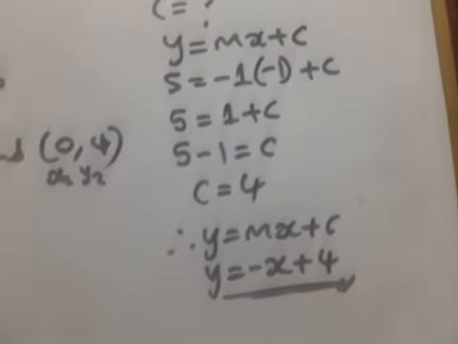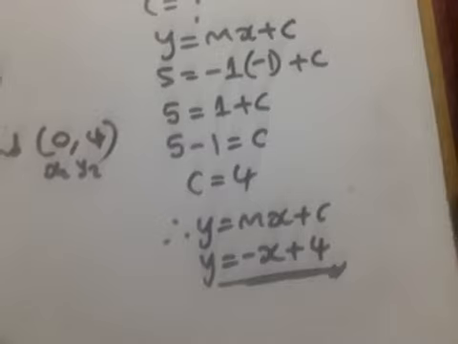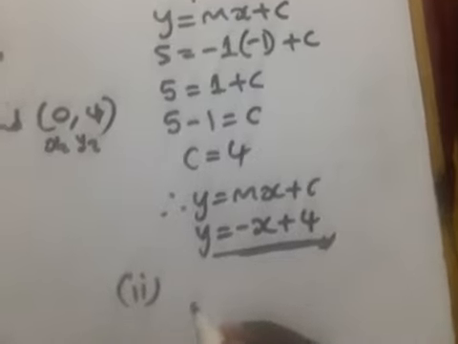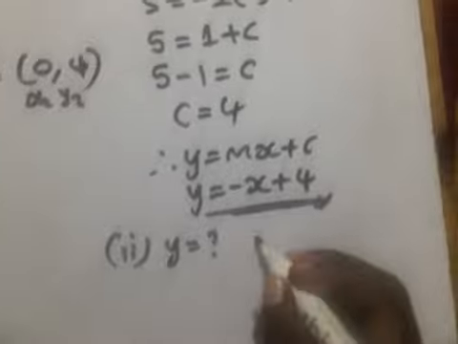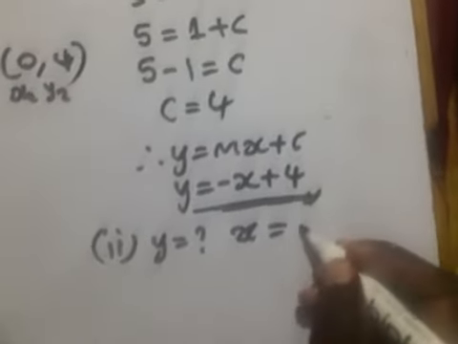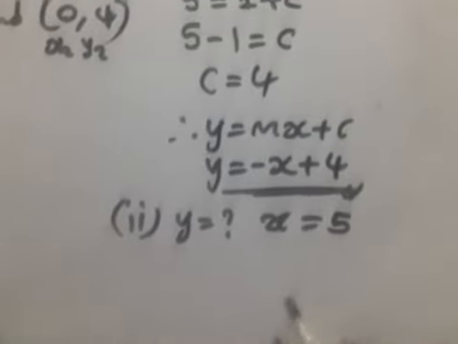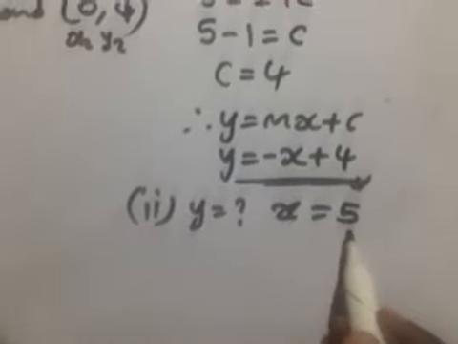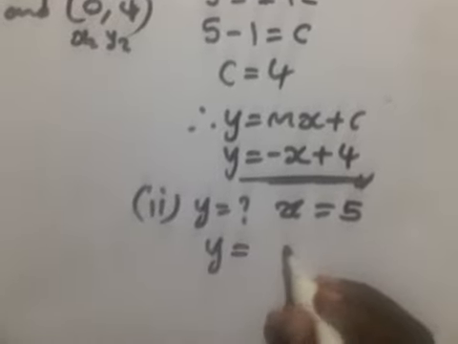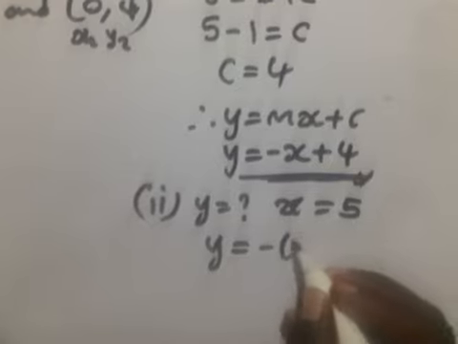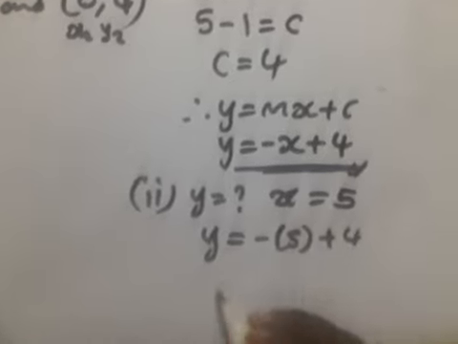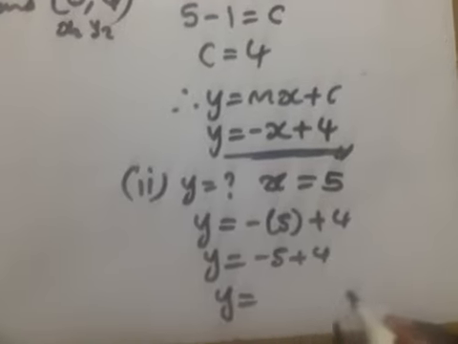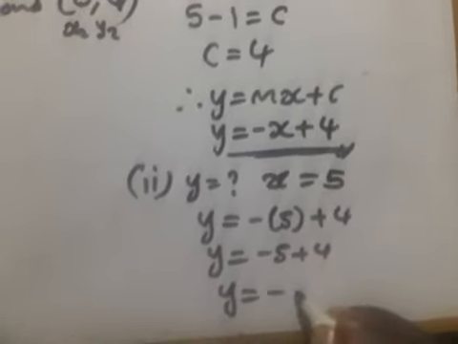Then the next question: find the value of y if x equal to 5. So for Roman numeral 2, they want us to find the value of y when x equal to 5. In this equation, where there is x, you have to replace it with 5 in order to find y. So y equal to negative 5 plus 4, which is negative 1.